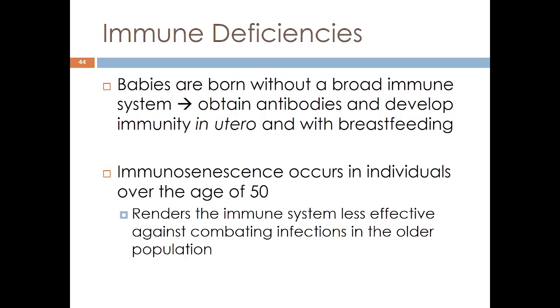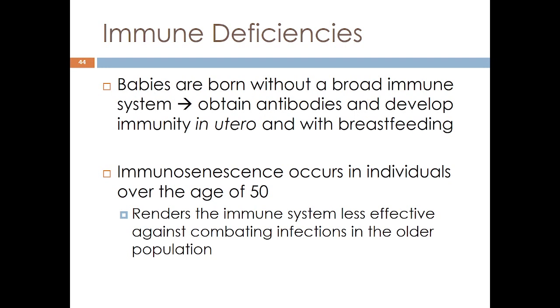A couple of other little topics to touch upon. Immune deficiencies, or immunodeficiencies, can occur in individuals from when they're born, or that state can get induced later in life as well. Babies are born without broad immune systems, and they obtain antibodies and develop immunity in utero and through breastfeeding. And obviously, as babies start to interact with their environment, they come into contact with different microorganisms throughout their young lives. They start to develop their own immunity over time.